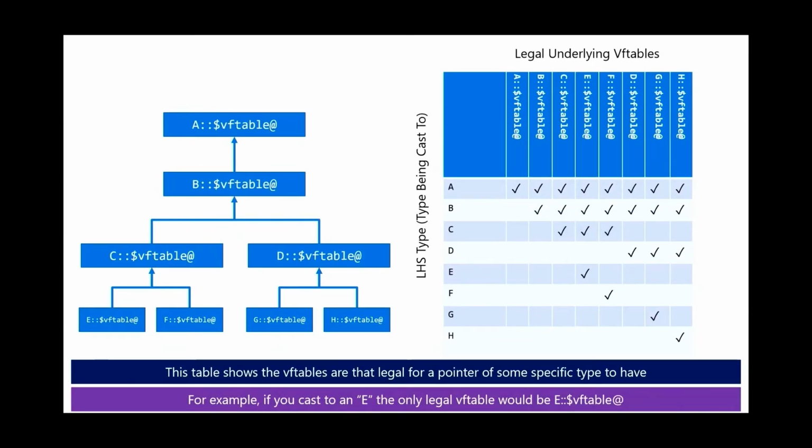Conceptually, if you want to do a cast check, it's actually not extremely complicated. You end up building a table in your head: if I want to downcast to something of type C, what vtables would a type C be allowed to have? The vtables that a type C would be allowed to have are C's vtable, and then anything that inherits from C. In this example, which I'm going to use for the rest of the slides, I'm downcasting to something of type C. The vtables that are allowed are C, E, and F. So there are 3 vtables that an object of type C would be allowed to have.